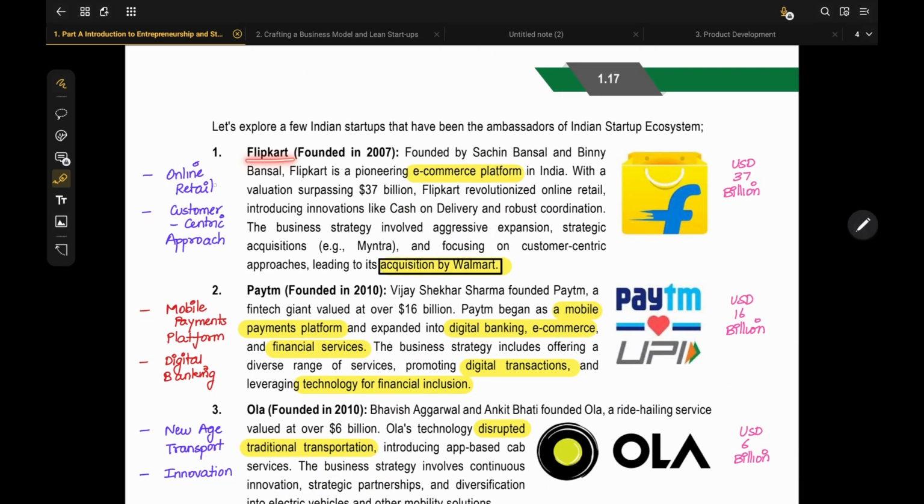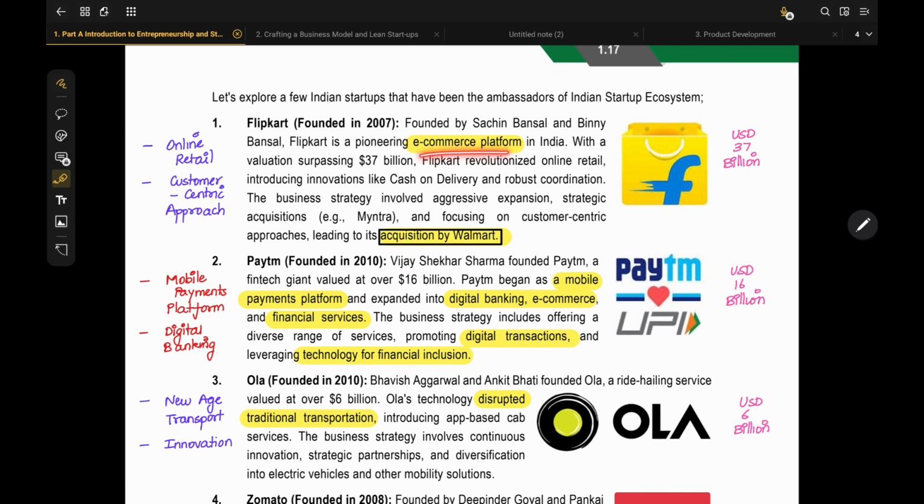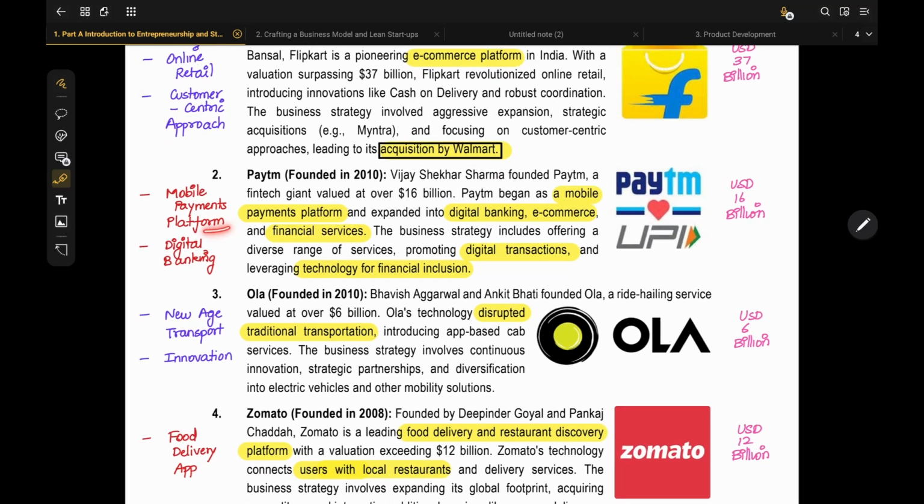Next, Flipkart. Flipkart was started as a company in 2007 and it is an e-commerce platform. You can buy things and do online shopping. It is an online retail app and it has a customer-centric approach and it was acquired by Walmart. These are the important points for Flipkart: e-commerce platform, customer-centric, acquisition by Walmart. And then Paytm. Paytm is working in the mobile payment platform. You are making payments from the mobile. Paytm is working in that industry only. It is also venturing into digital banking nowadays.